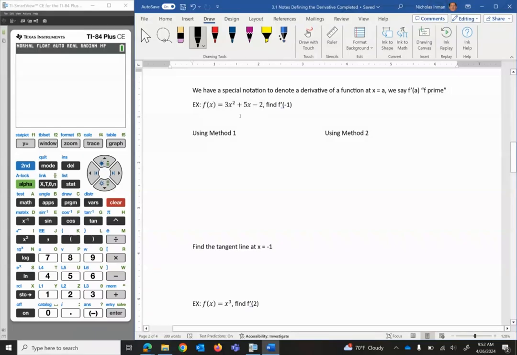All right, so we have f of x equals 3x squared plus 5x minus 2. And we want to find the derivative f prime at -1. That means our a equals -1.